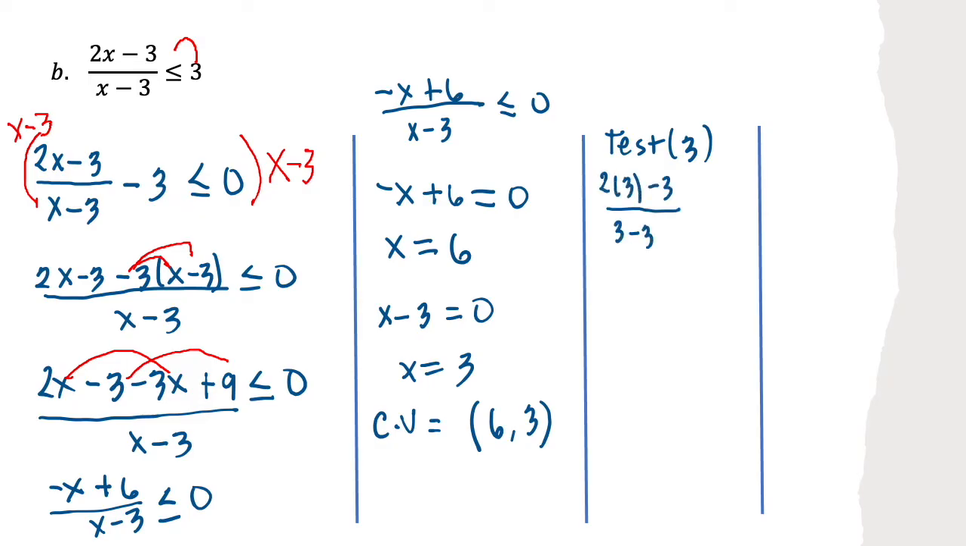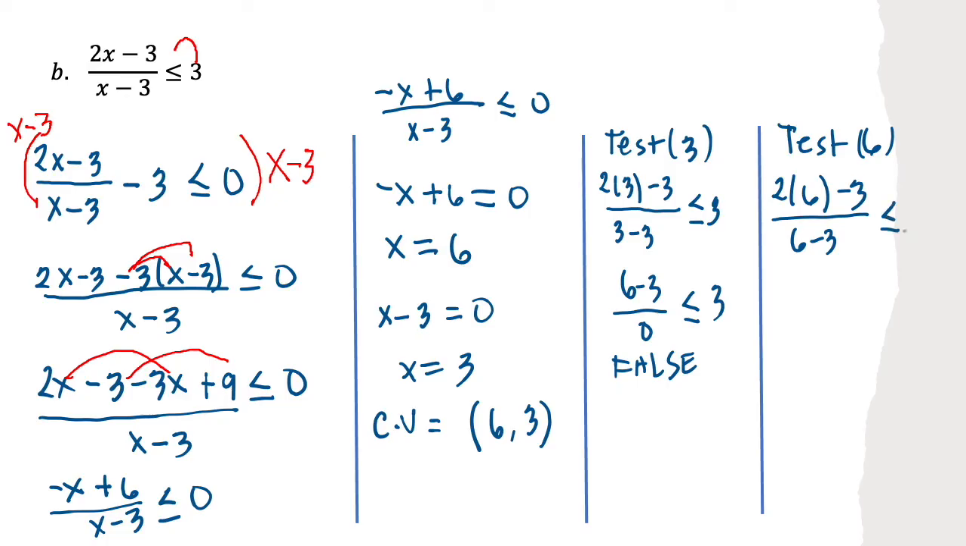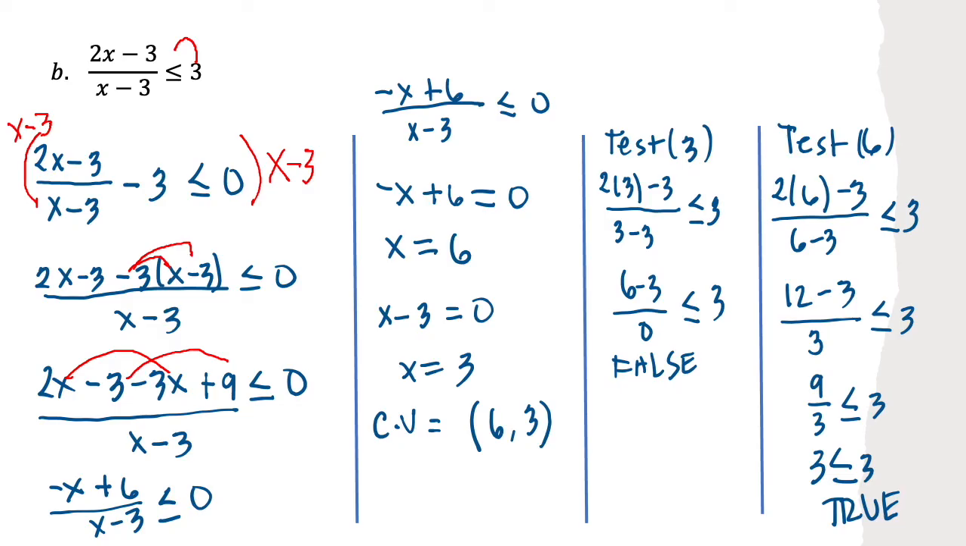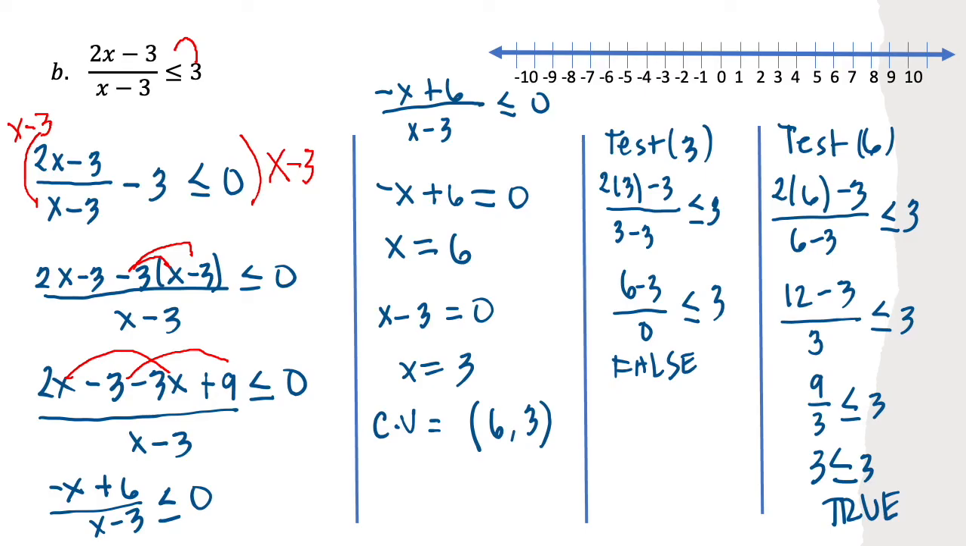Let's have first the number 3. By replacing it in our inequality, 2 times 3 minus 3 over 3 minus 3 less than or equal to 3, that becomes 6 minus 3 over 0 less than or equal to 3. Since this is undefined, 3 is not part of the solution. How about 6? 2 times 6 minus 3 all over 6 minus 3 less than or equal to 3. So we have 12 minus 3 divided by 3 less than or equal to 3. That gives us 9 over 3, or simply 3, which is equal to 3. So 6 is part of our solution. So 3 is not the solution, so we will use a hollow point on this one. And since 6 is part of the solution, we will use a solid point. So those are the reference values that we can use for our next step.